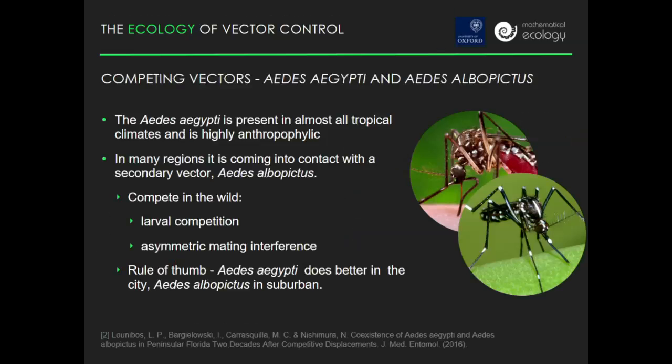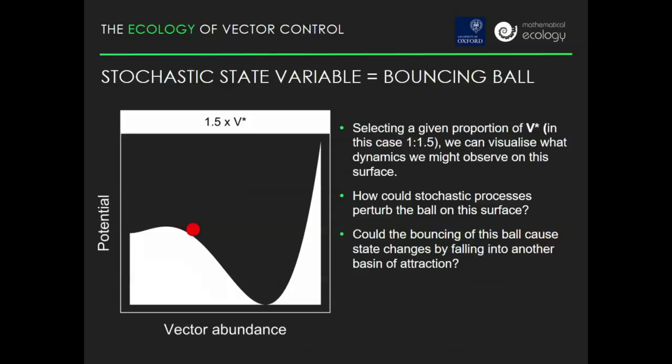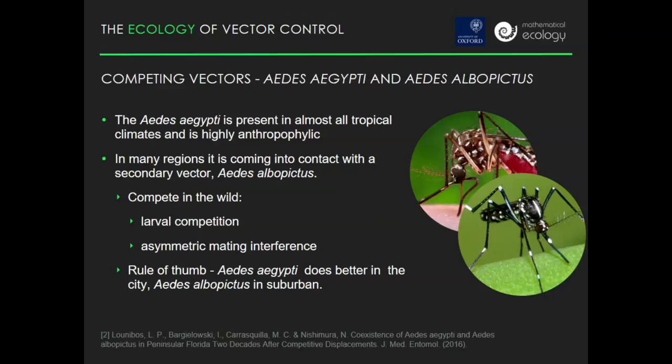But what this got us thinking was, if we're fundamentally altering the stability of ecosystems, obviously in this case for a legitimate reason, what could some of the consequences be? One of the most obvious consequences we could think of is that there's a secondary vector of these diseases in the form of Aedes albopictus. Aedes albopictus is a growing population. It's invading areas where Aedes aegypti has previously been dominant, and there's some competitive interaction there.